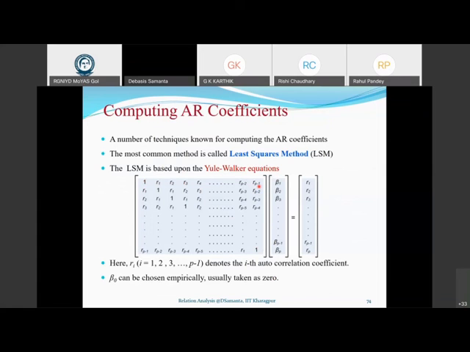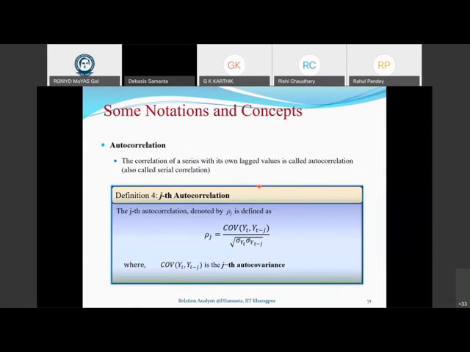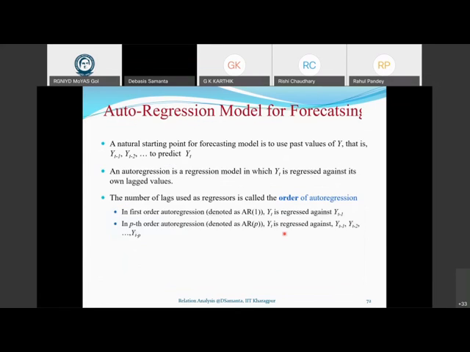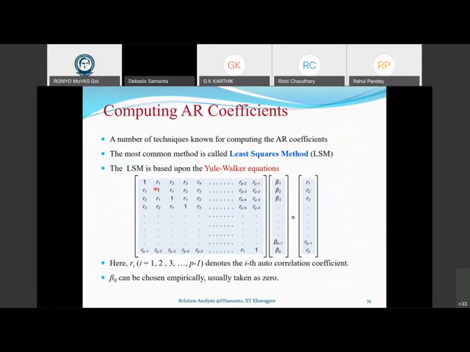So this way, we have to calculate the autocorrelation coefficients up to p minus 1, starting from the first autocorrelation. First autocorrelation means this year and the next year. Second means this year and the previous 2 years. Row 3 means this year and the next 3 years. So this way, all the autocorrelation coefficients can be calculated. Row 1, row 2, row 3, up to row p minus 1.